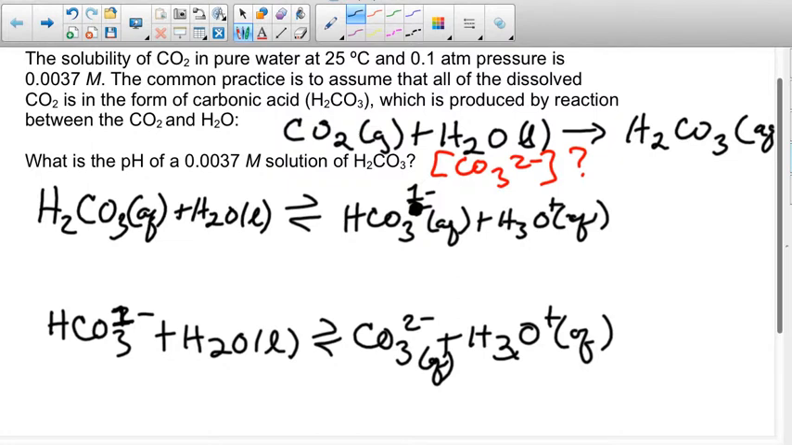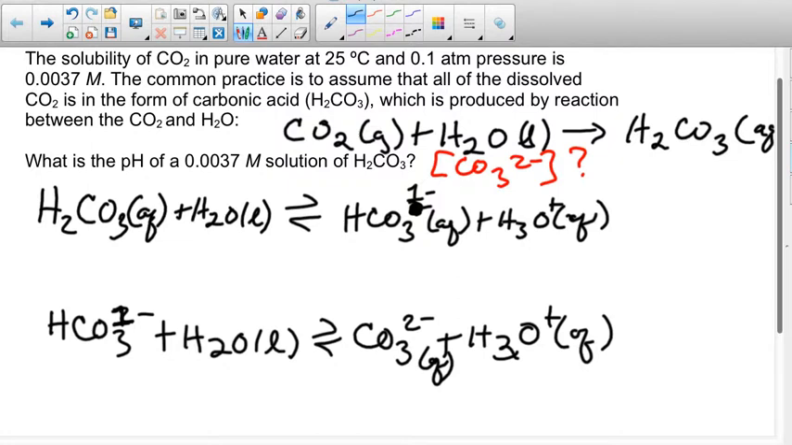The first equilibrium here is going to be your Ka1. The second one is your Ka2. Both of them produce the hydronium ion, which would contribute to the pH. If the Ka2 for this equilibrium is 10 to the third less than this one, this first one accounts for the hydronium that's going to affect the pH. The other one would be so small it gets lost in how much this one produces.